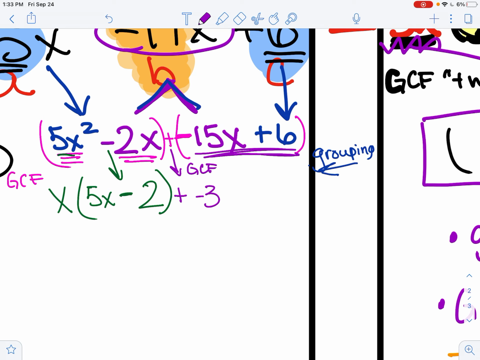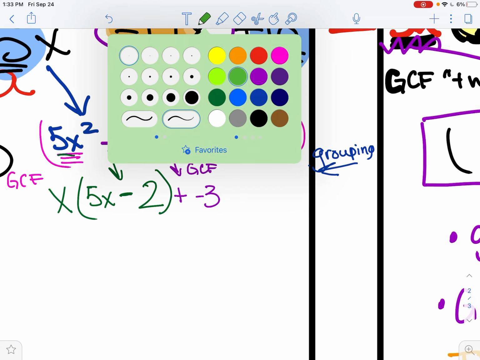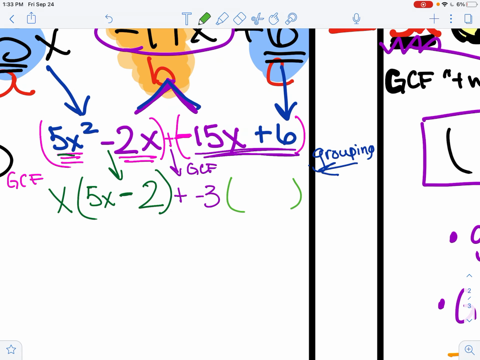And what that's going to do for me, remember my goal is twins. So I want whatever's inside these parentheses to look the same as this. If I pull out a -3, that will allow my -15 to become a +5, which is what I have here. That's what I want. So -3 times +5x will give me back -15.